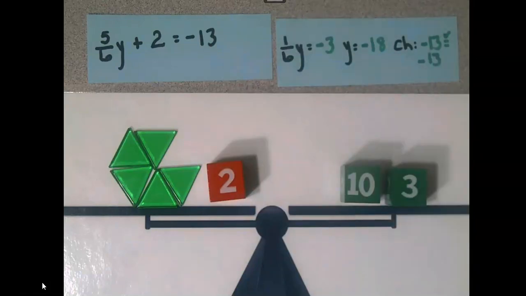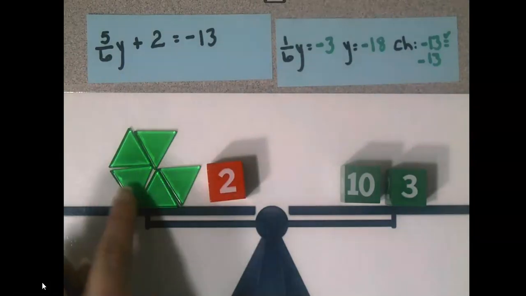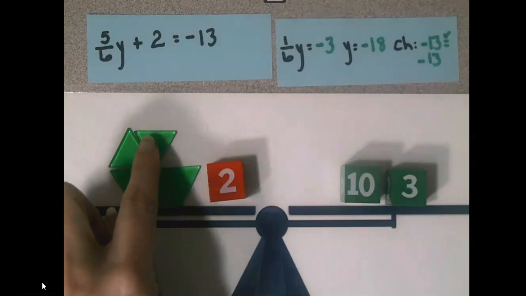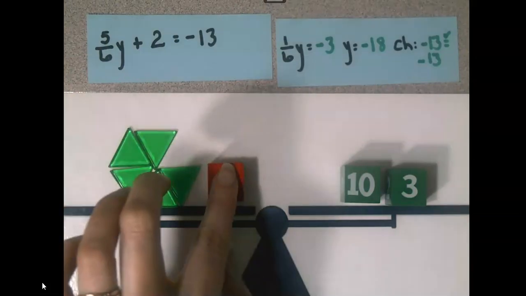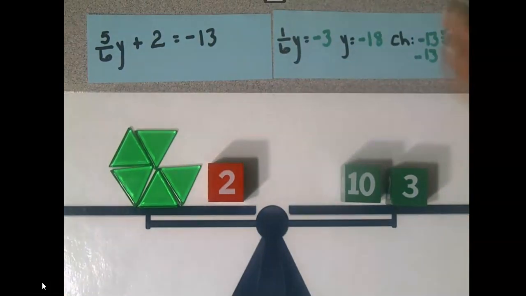So with 1/6 of y being equal to negative 3, on this side I have negative 3, negative 6, negative 9, negative 12, negative 15. Negative 15 and a positive 2 gives me a negative 13, and on this side I have a negative 13. So my check is negative 13 equals negative 13.